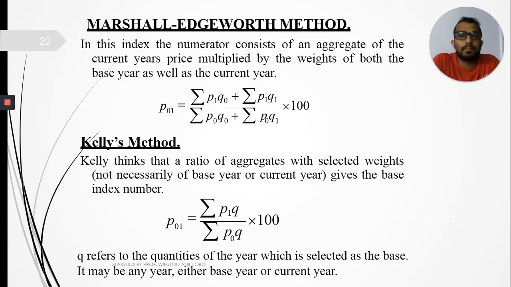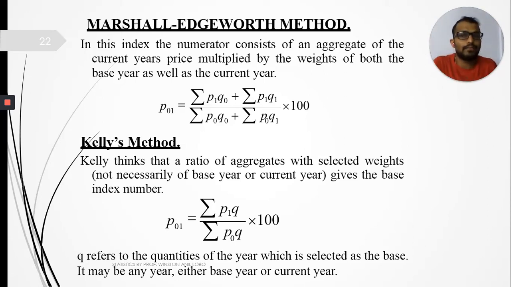Next formula, Marshall-Edgeworth method. Now, what is this Marshall-Edgeworth method? In this method, they take the aggregate of the current year's price multiplied by the weights of both the base year and the current year. They take the price of the current year, but for weightage, they consider both base year as well as current year.